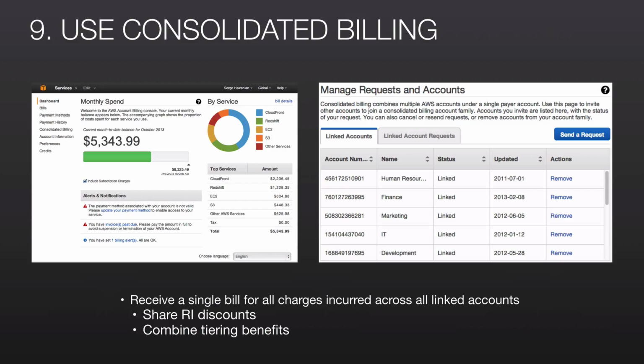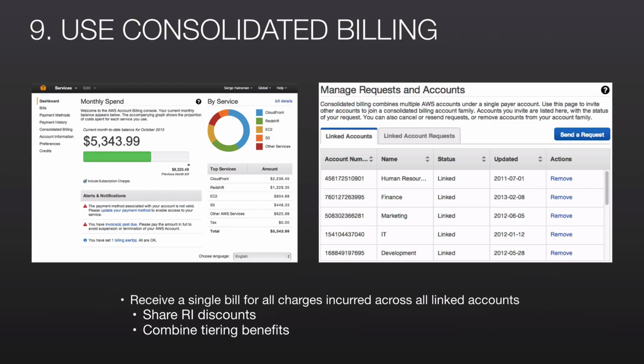You can also combine tiering benefits. If you're hitting, for example, a volume tier on S3 in aggregate across all of your accounts, why not take advantage of that reduced cost per gigabyte for storage across even the smallest entity or smallest account that you might be running within your overall landscape? And making use of this consolidated billing allows you to do that.